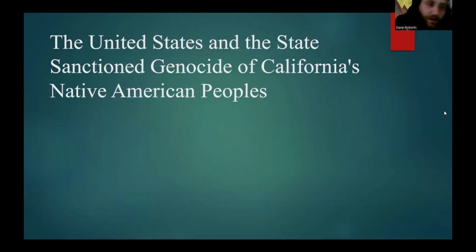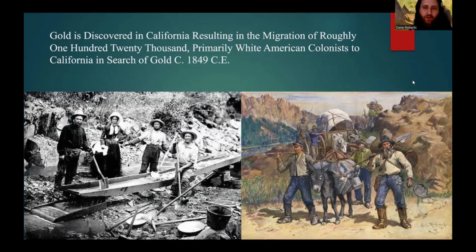Now, this brings us to our next section, the United States and the state-sanctioned genocide of California's Native American peoples. So, basically right after the Mexican-American War and the acquisition of California, gold would be discovered in California, resulting in the migration of roughly 120,000 primarily white American colonists to California in search of gold, with the discovery of gold famously happening in 1849 CE.